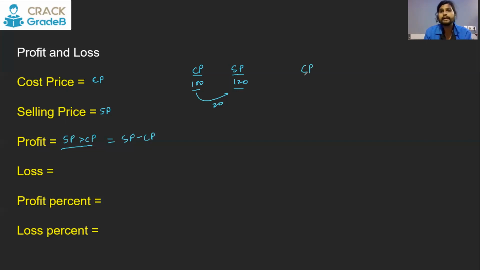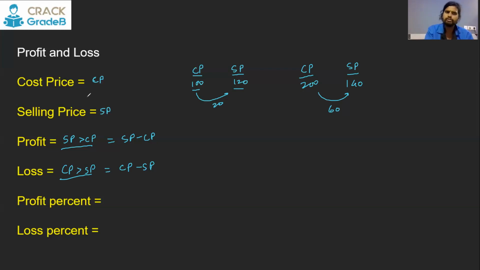Similarly, if you bought an article, say for 200, and you sell it for a lesser price, say 140, then you will have a loss. So loss happens when cost price is greater than selling price. You bought for more and you sell for less, then there is a loss. And the formula for which is CP minus SP. So here the loss is 60 rupees, 200 minus 140. These are the few basic terminologies that we are acquainted with, because we use them in day-to-day life.